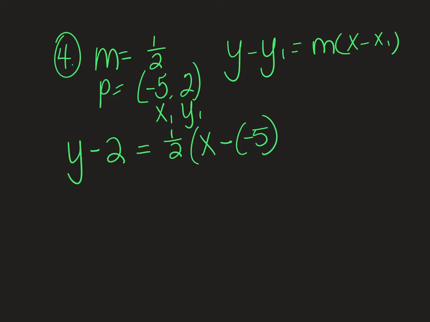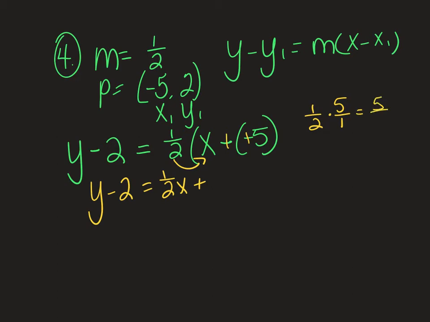I'm going to use my distributive property, but before that, I'm going to go ahead and add a line, change the sign. Okay? So y minus 2 equals 1/2 times x is 1/2 x plus 1/2 times 5 is, and let me just show you, 1/2 times 5 would be 5 over 1, which is 5 over 2.